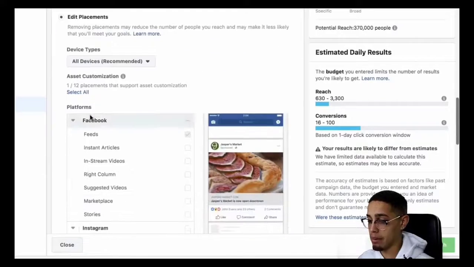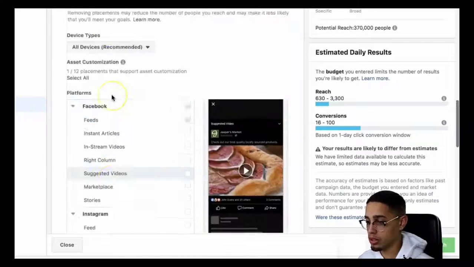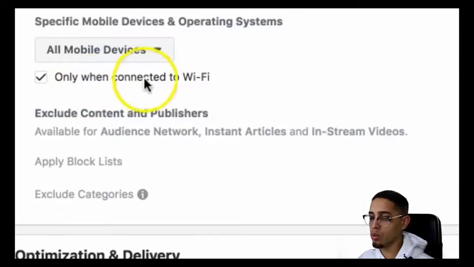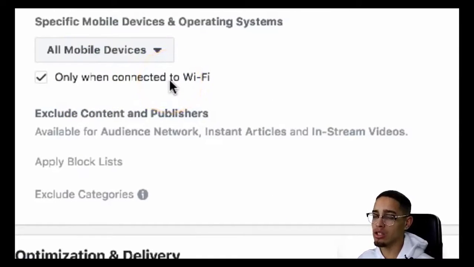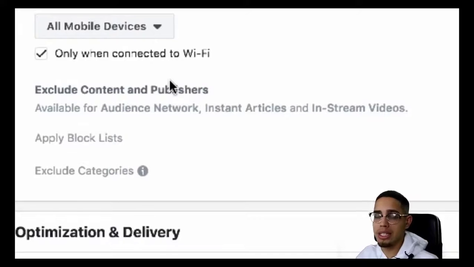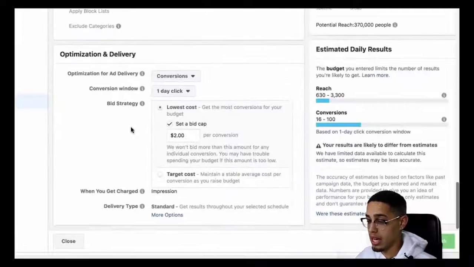Then to edit my placements, I'm only doing Facebook news feed, and only when people are connected to Wi-Fi. That's a little trick for you guys. Basically, when people are connected to the Wi-Fi, they're more likely to be sitting in place, not just on the move or on the run, just looking at their Facebook really quick. They're actually sitting down, maybe scrolling through Facebook, but they're connected to Wi-Fi. So they're somewhere sitting. They're not just on the go. So you're gonna get much higher conversions.